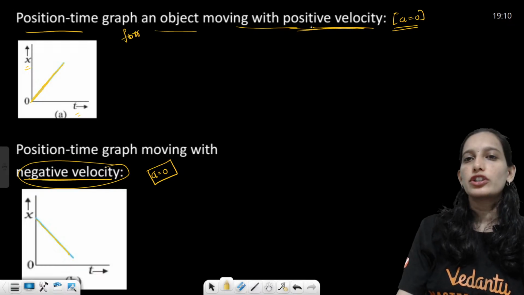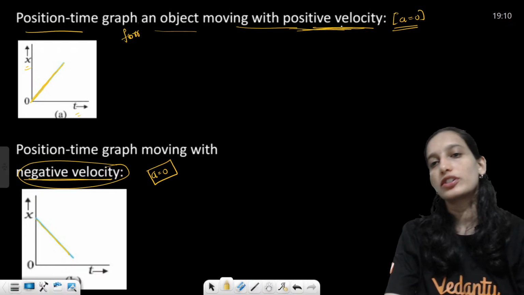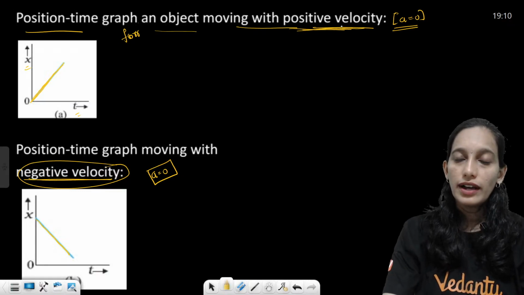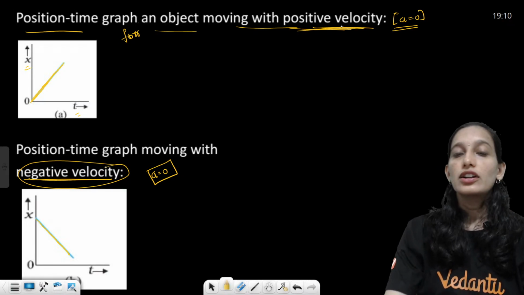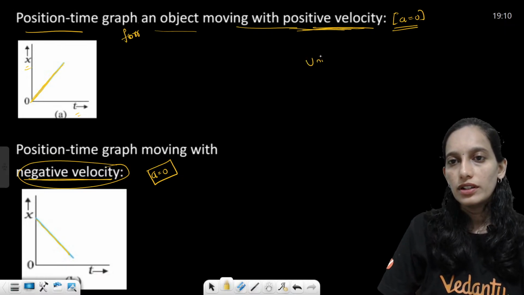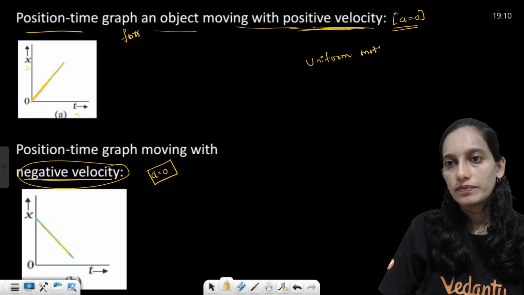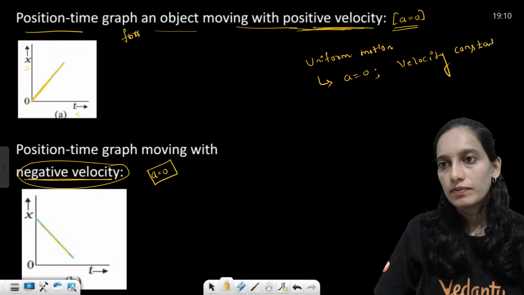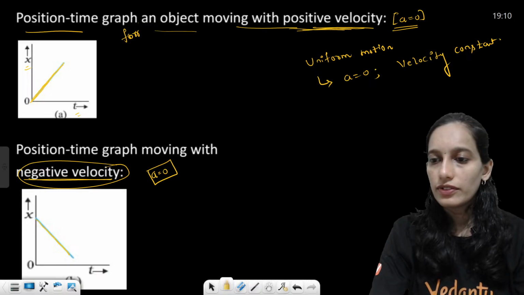If they just mention velocity instead of mentioning acceleration, you have to make sure whether it is accelerated or non-accelerated motion. Non-accelerated motion means uniform motion. So acceleration 0 means uniform motion, we call it. Acceleration is 0 and velocity is constant. Okay, so this is one graph.